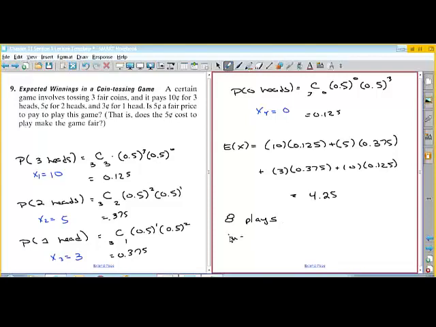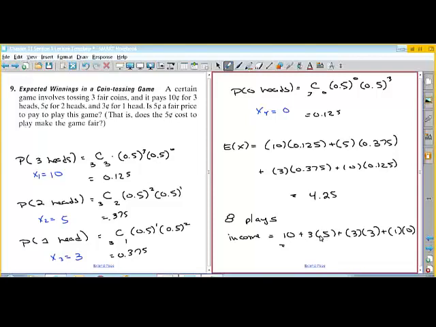So your income, how much you're making by playing the game, is going to be 10. You get 10 cents for this one, which is 1. Only 1 out of the 8 happens, you get 10 cents. 3 out of the 8, you get 5 cents, so you take 3 times 5. And then there are 3 cases where you get 1 head, and you get 3 cents back for that. And finally, there's 1 case where you get nothing.